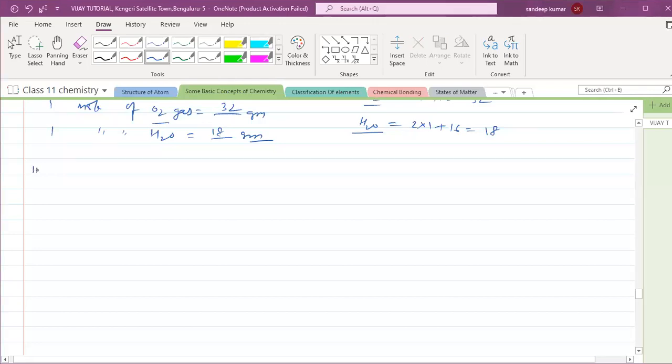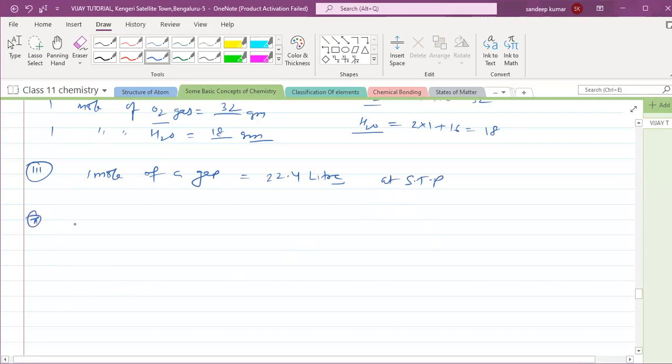Okay. Third way to define the mole: 1 mole of a gas is equal to 22.4 liters. Okay, 22.4 liters. This is at STP, standard temperature and pressure. So three formulas you should remember.